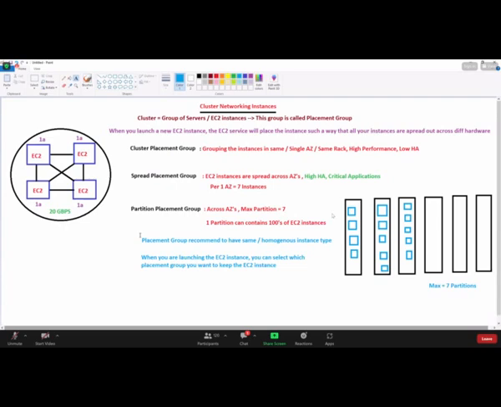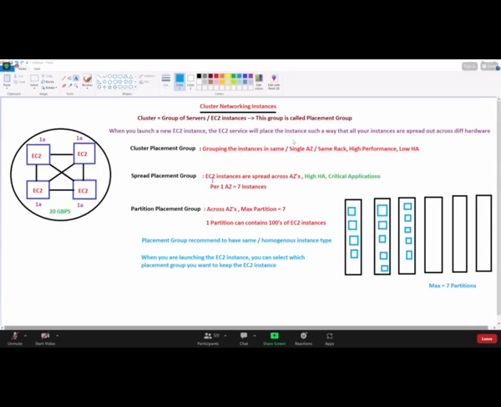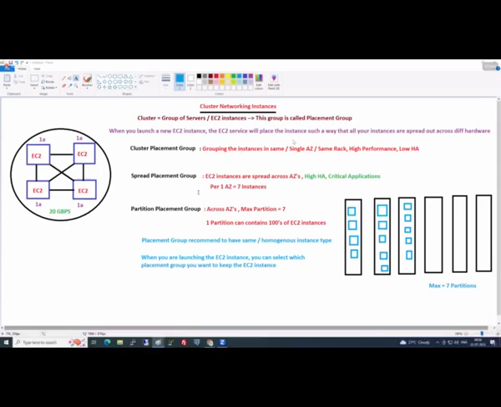Changing the group is not possible. I think you cannot move an instance from one group to another group. Previously it was not possible, but I'm not sure whether they have changed that feature now. Is there any limit in a cluster? There are limits in spread: 7 instances per availability zone. Is there any limit in a cluster placement group? No. Do you have any other default group other than these 3? No, only 3 are there.